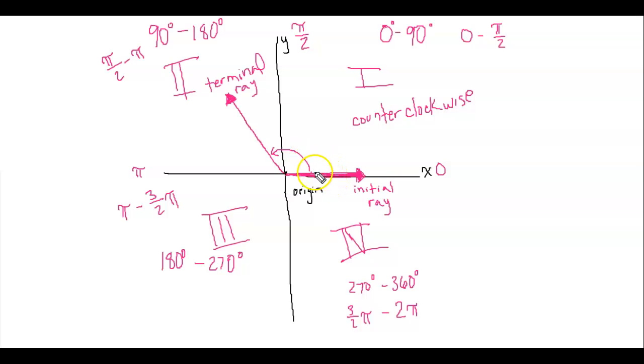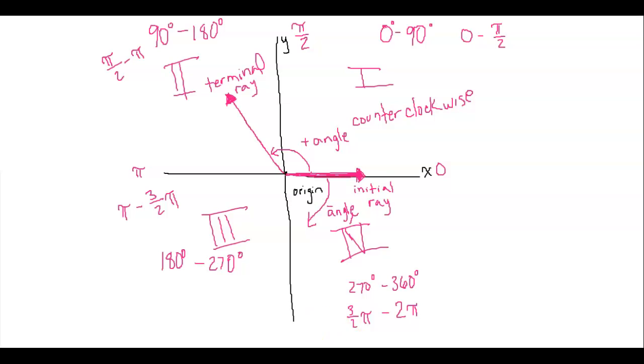So it's important to note that we start here at the x-axis and spin counterclockwise if we have a positive angle measurement. But if we have a negative angle measurement, that just means that we're going that distance clockwise instead of counterclockwise. So you can have negative angles.